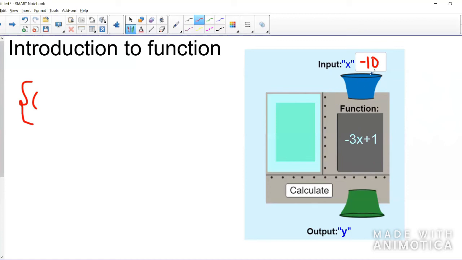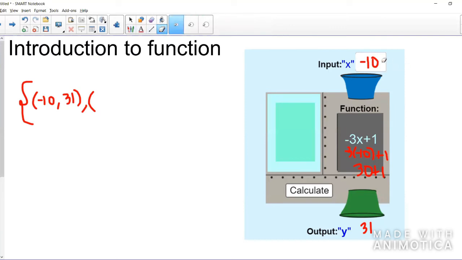So that will be an input of -10, -3 times -10 plus 1. After you multiply that, you're just going to follow the order of operations. -3 times -10 is a positive 30 plus 1, which gives you the output of 31. In other words, if the input is -10, that gives you the output of 31. So input is x, output is the y value.